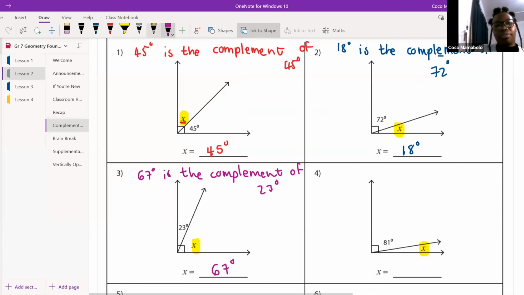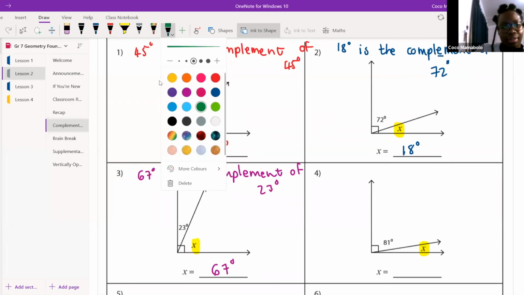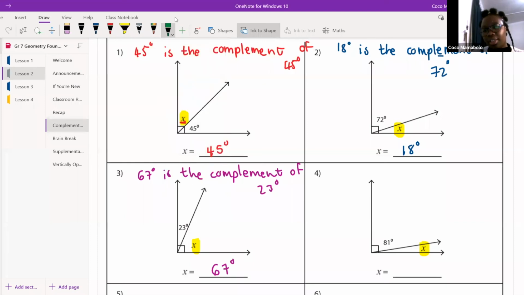Carrie, do you want to do the last one for us before we say goodbye? Hi, Carrie. The answer for X is 9 degrees, and the sentence is 9 degrees is a complement to 81 degrees. Good. Okay, remember to say 9 degrees is a complement of 81 degrees. But that was excellently done. Very well done.